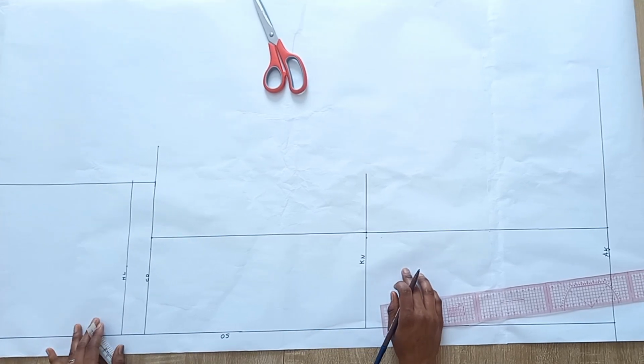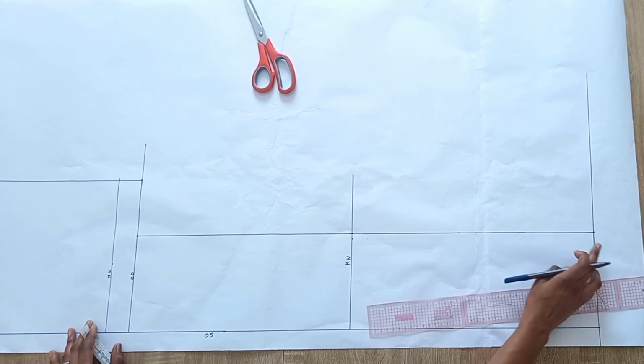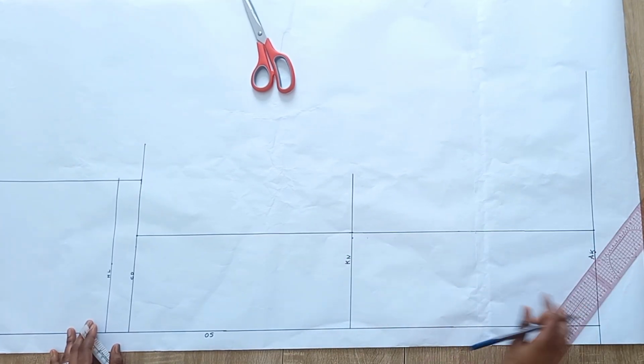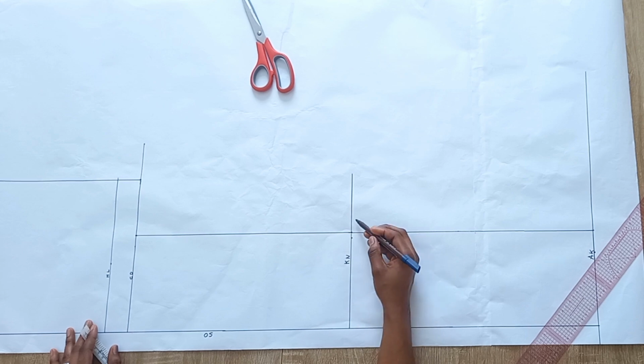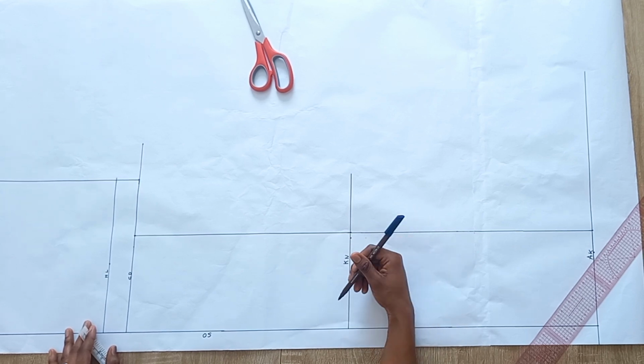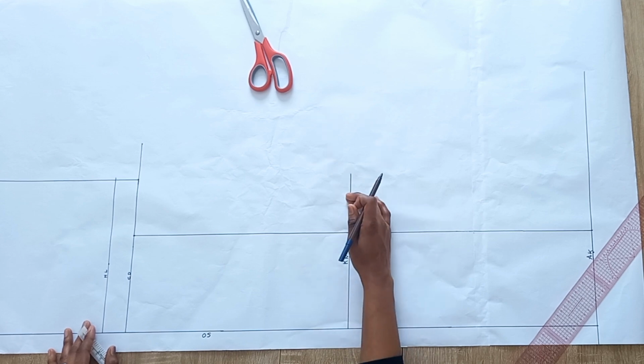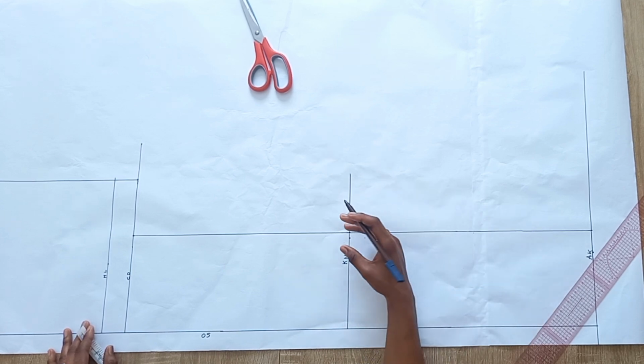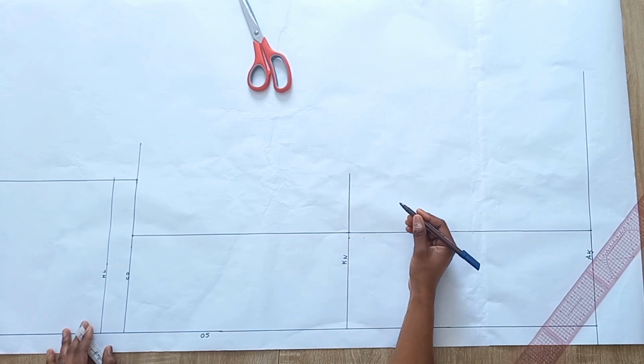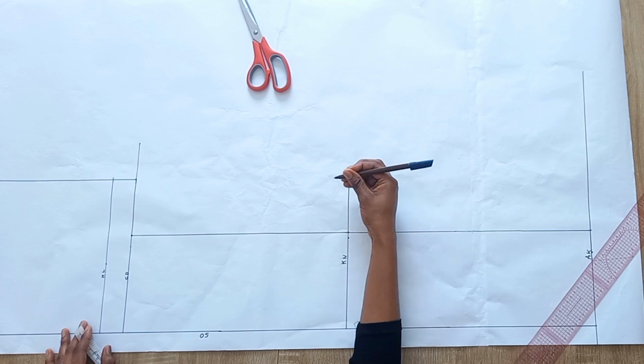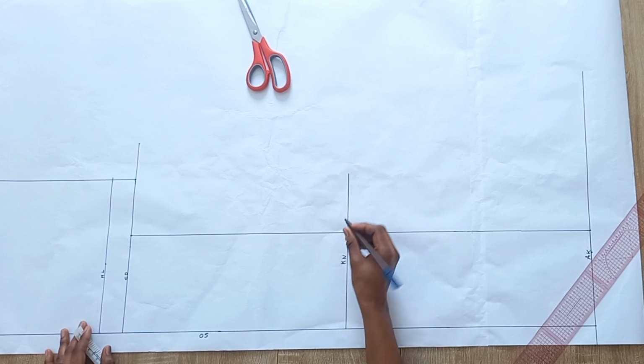Now we're going to be inputting our knee circumference measurement and our ankle circumference measurement. This is how we're going to input our knee measurement. We're going to take our knee measurement and divide it by 4, and then we're going to mark what we get on both sides of the center line. Let me repeat it again. Knee measurement divided by 4. Whatever we get, we input the measurement on both sides of this center line on the knee.